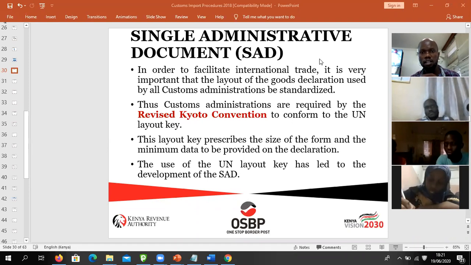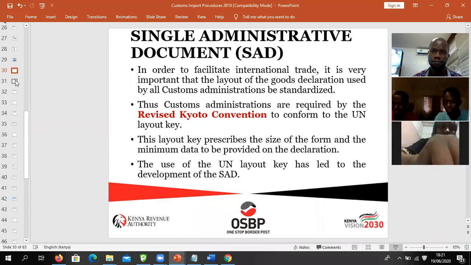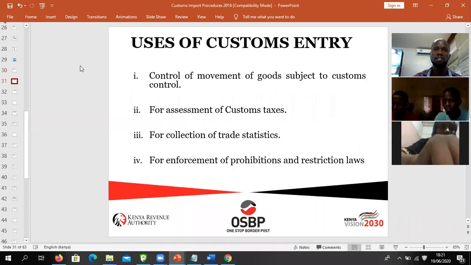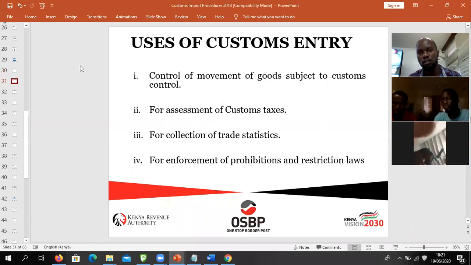Thus, customs administrations are required by the revised Kyoto Convention to conform to the UN layout key. This layout prescribes the size of the form and the minimum data to be provided on the declaration. The use of the UN layout key has led to the development of a single administrative document, like the one I had shared with you. Let's move to the next slide. Uses of a customs entry. The following are some of the uses of a customs entry.